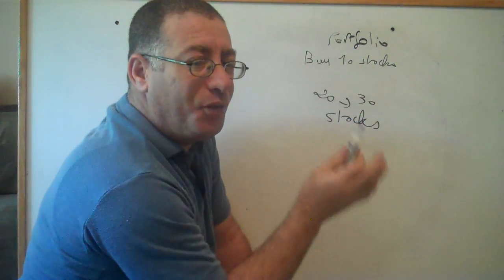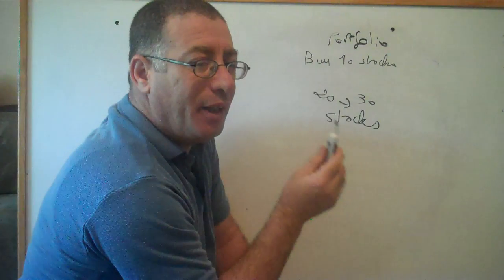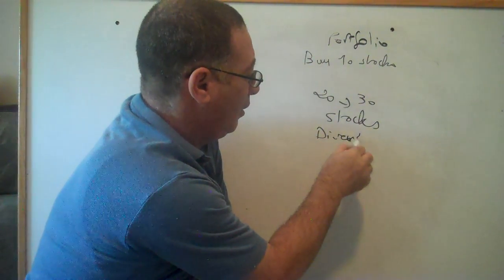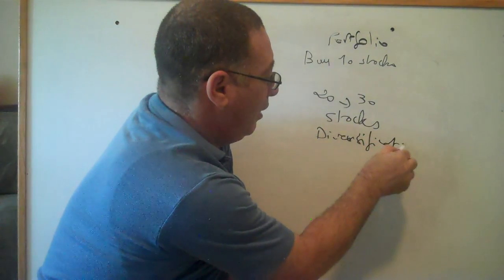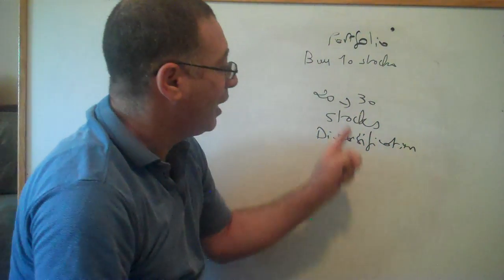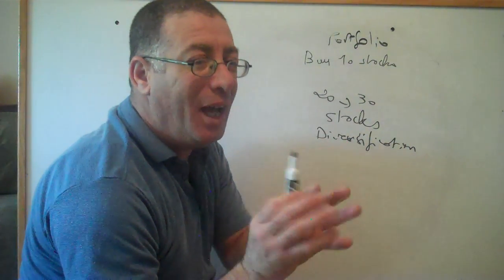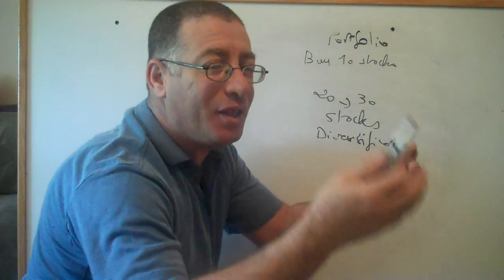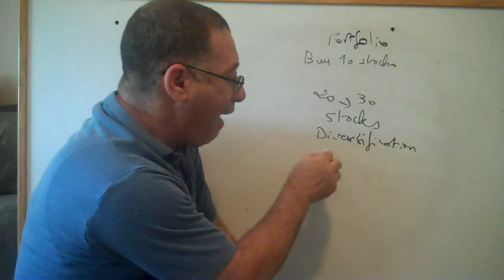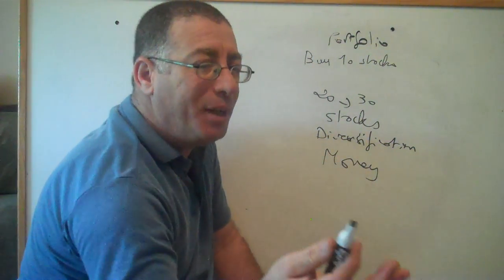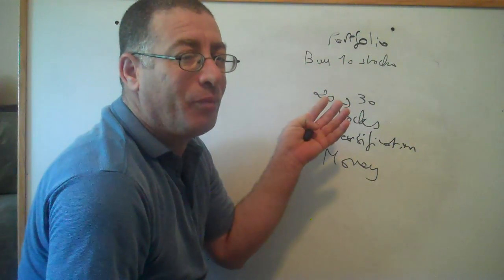In different sectors, it means there is diversification. You diversify. You should buy from 20 to 30 stocks. That's why I told you that when you want to invest or trade, you should have money. If you don't have money, how can you invest?